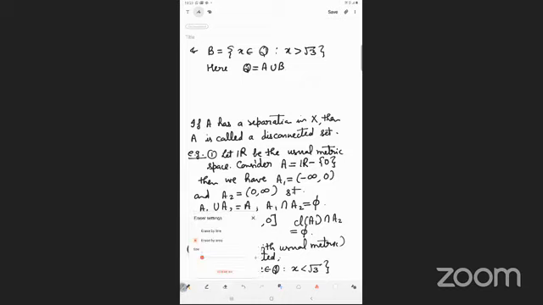Now we will prove a simple result. So you can see here a theorem. Let X be a metric space, taking Z be a subspace of X, and S is a subset of Z.